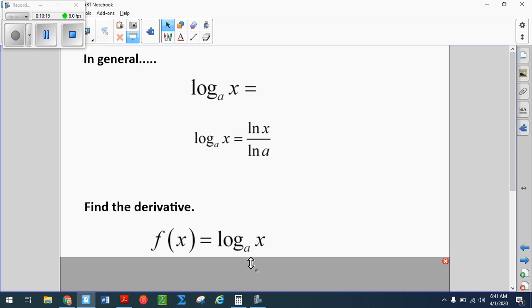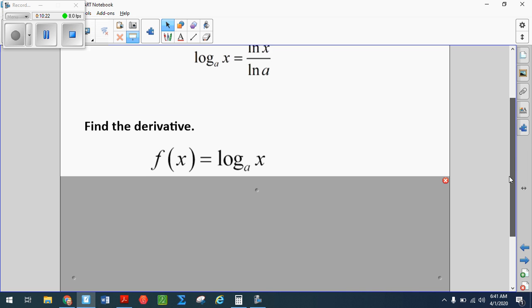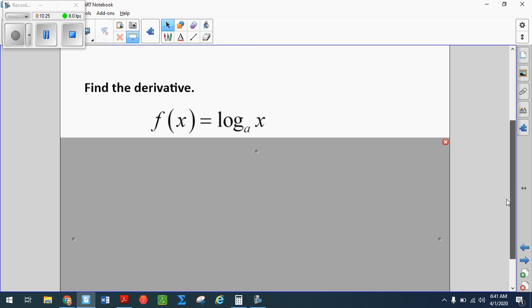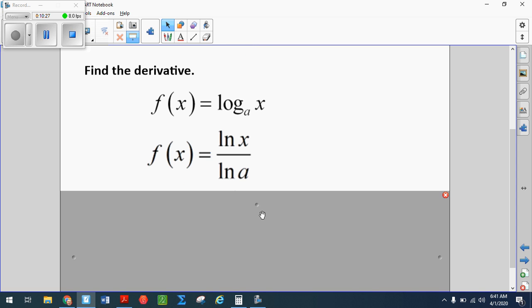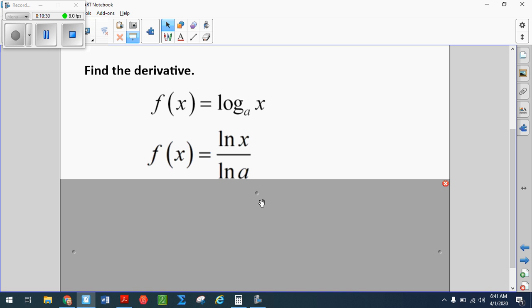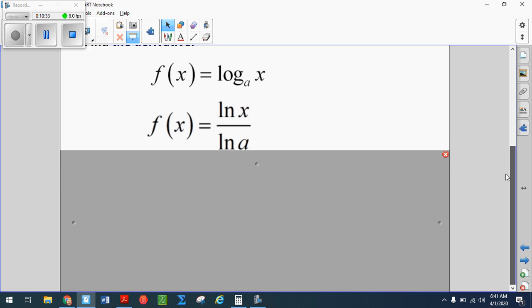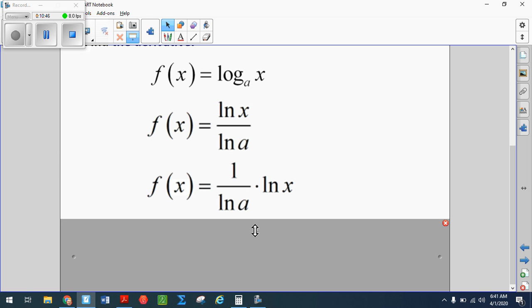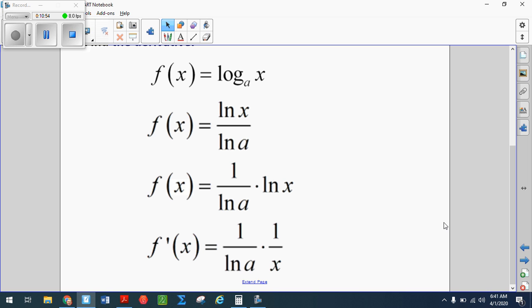So if I want the derivative of y equals, or f of x equals, log base a of x, I can rewrite that as natural log x over natural log a. Remember, natural log a is just a constant, or 1 over natural log a is just a constant for whatever a happens to be. So if I take the derivative, then I have that constant times 1 over x. I kind of separate it out there. So there's my constant, 1 over natural log a, times natural log x. And so my derivative is 1 over natural log a times 1 over x.